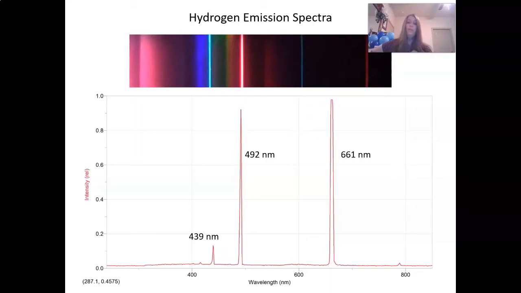It's actually possible to do what's called an absorption spectra, and it looks backwards. It looks like the rainbow of light, except at 661, there would be a dark spot where that light was being absorbed. So that's our data for hydrogen emission. And we'll look at the two together in a little bit.